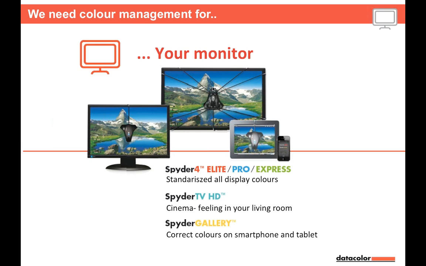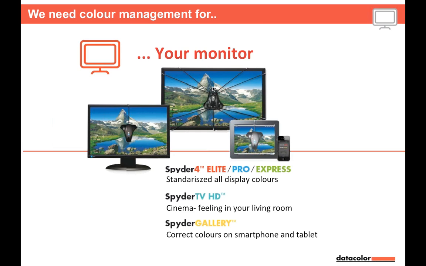If you are a TV enthusiast, and the source of your TV is just like playing a Blu-ray or DVD, and you would like to see accurate color, the highlight details and the shadow details from your TV, which is playing a movie or something, in this case you need to use our Spyder TV HD to calibrate your TV. Okay, and the Spyder Gallery is made for what?